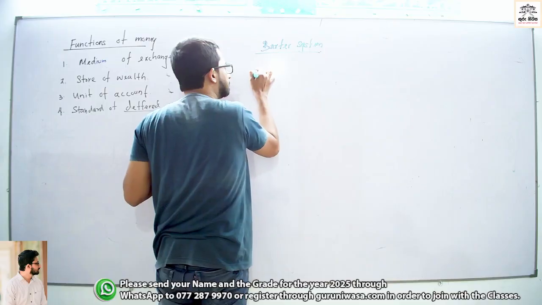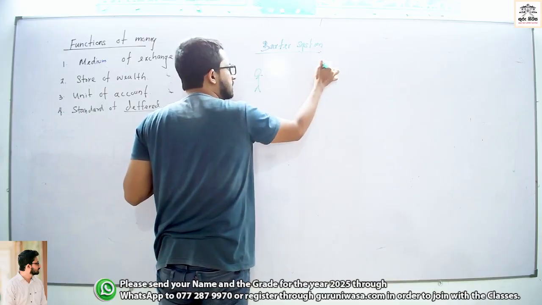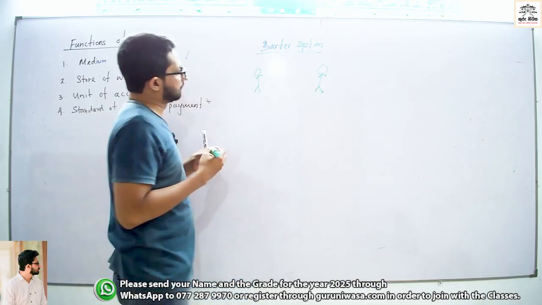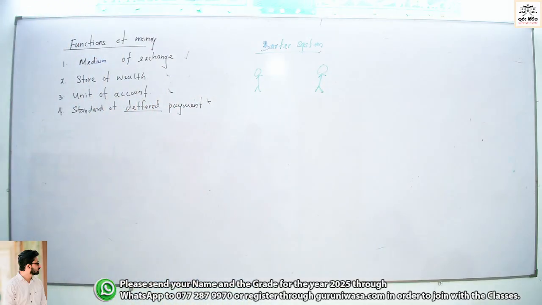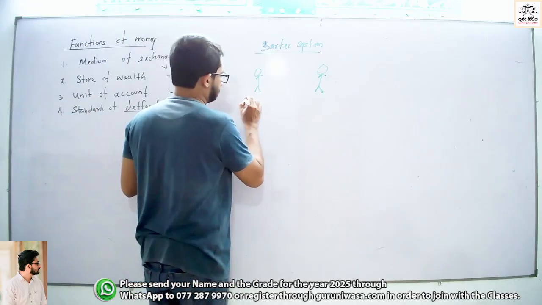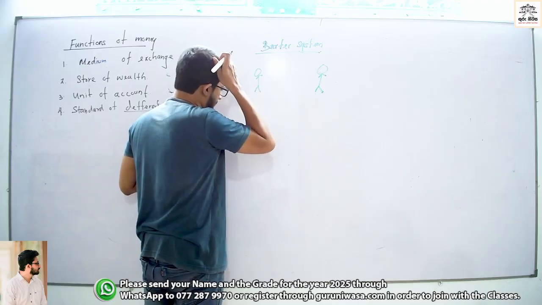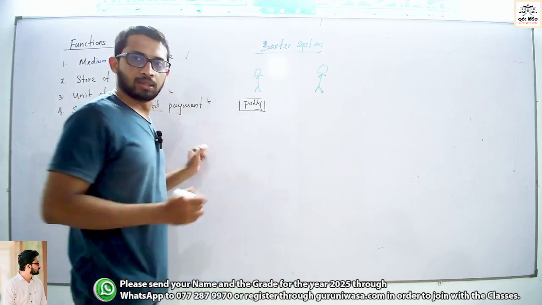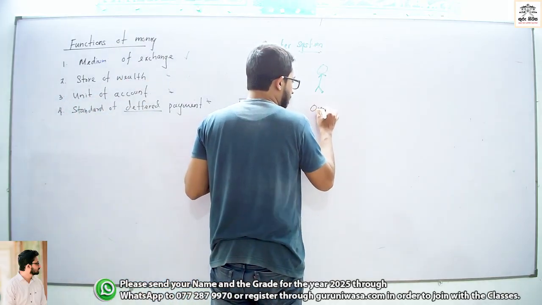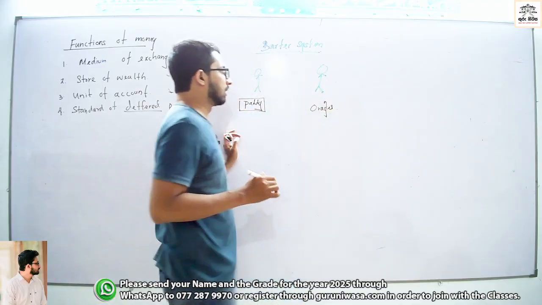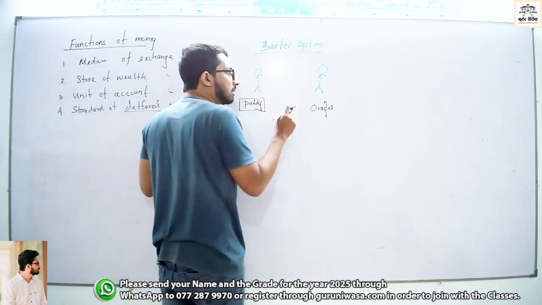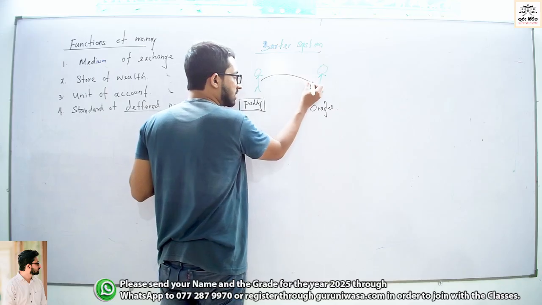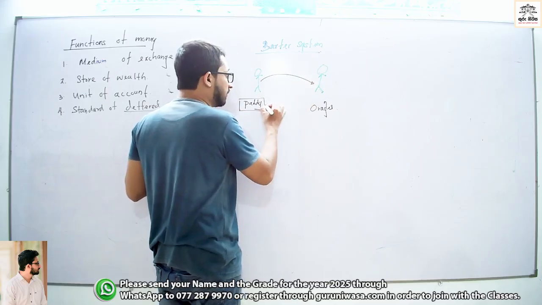Barter system means people exchange goods and services without use of a medium of exchange. Example: assume Sandil is a paddy farmer. Then Sandil needs oranges. Sandil has to find an orange farmer. If Sandil wants to buy oranges, Sandil has to offer something, not cash.